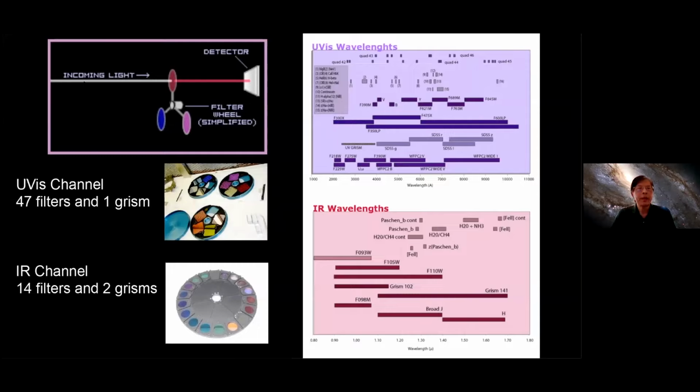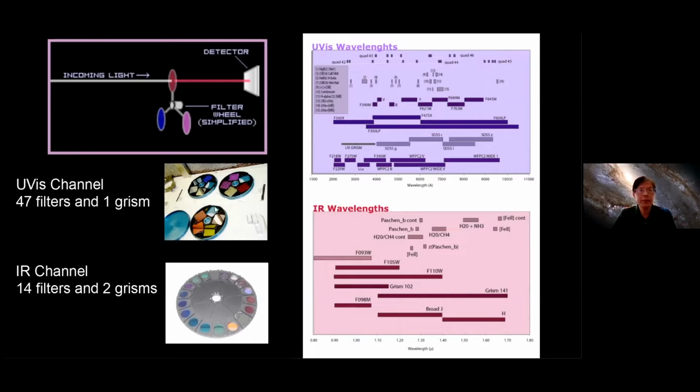So when Hubble takes a picture, the light passes in front of a particular filter that an astronomer has selected, and only that light hits the detector, and then it's captured as a black and white image with that particular filtered light. The UVIS channel has 47 filters and one grism. A grism is like a grating prism, that's what that is. And the infrared channel has 14 filters and 2 grisms.